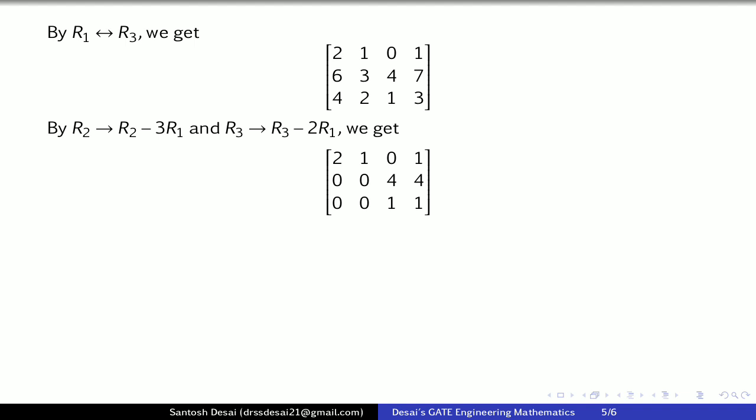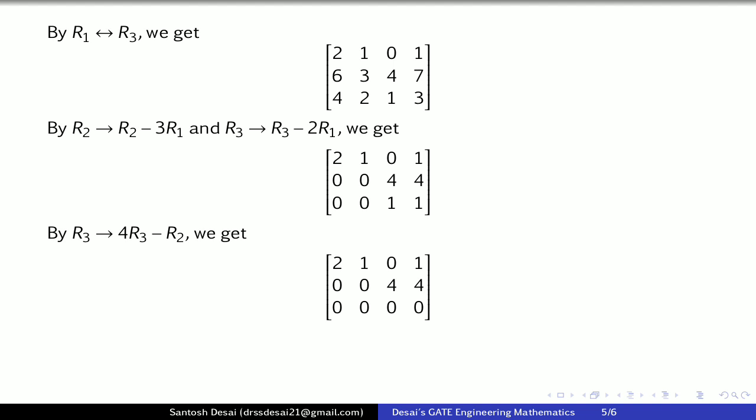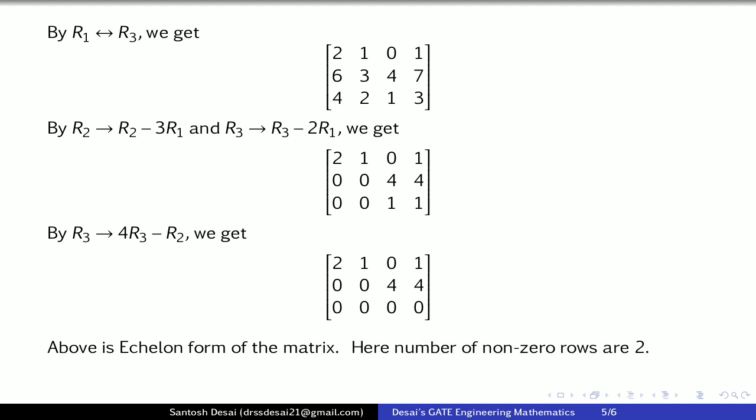Now we use the element 4 and bring 0 below that 4. This can be done by using the transformation 4R3 - R2, and this takes the form: the first two rows are as they are, and the third row takes the form 0 0 0. Now this is the required echelon form of the matrix, and here the number of non-zero rows is 2, and therefore the rank of the given matrix is 2.